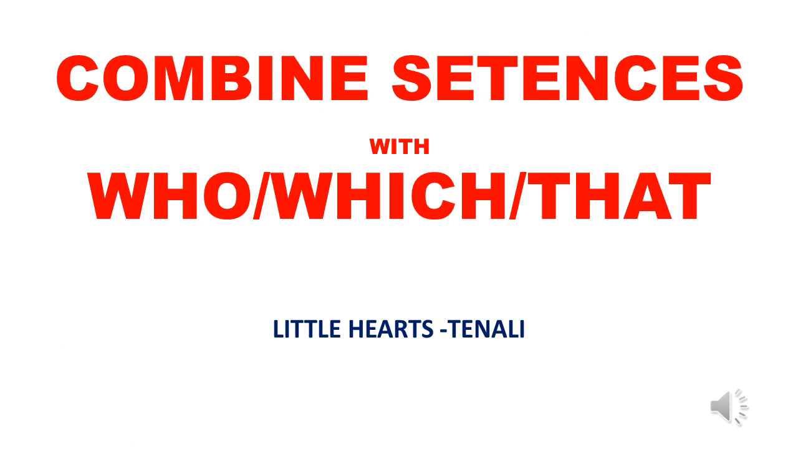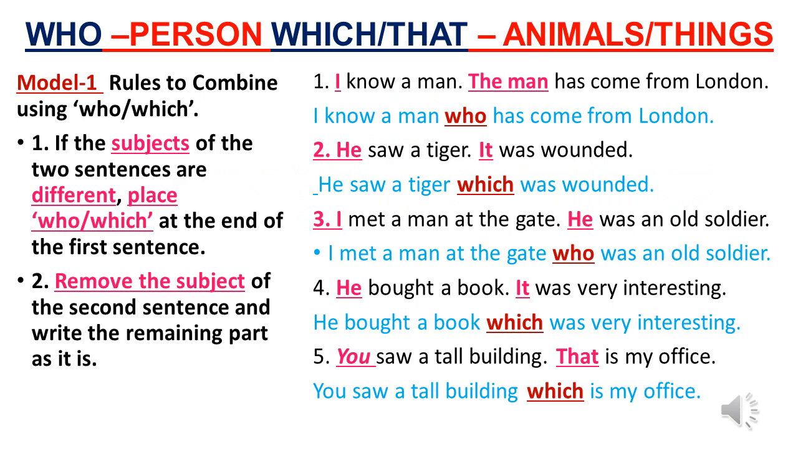In this video, we are going to learn how to combine sentences by using who, which, that. These are also called relative clauses. Here, who is used to refer to persons, which and that are used to refer to things or animals. Here we are going to learn model number 1, how to combine sentences by using who or which.